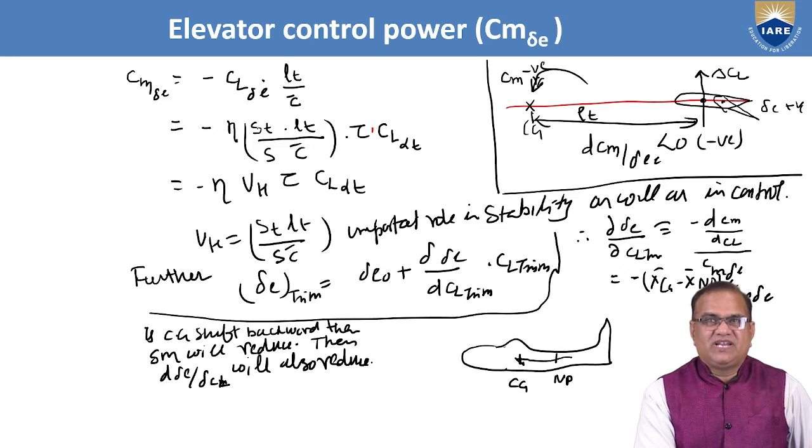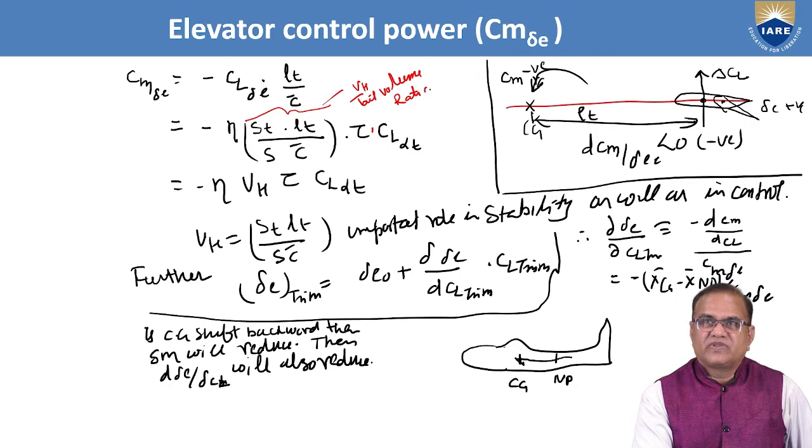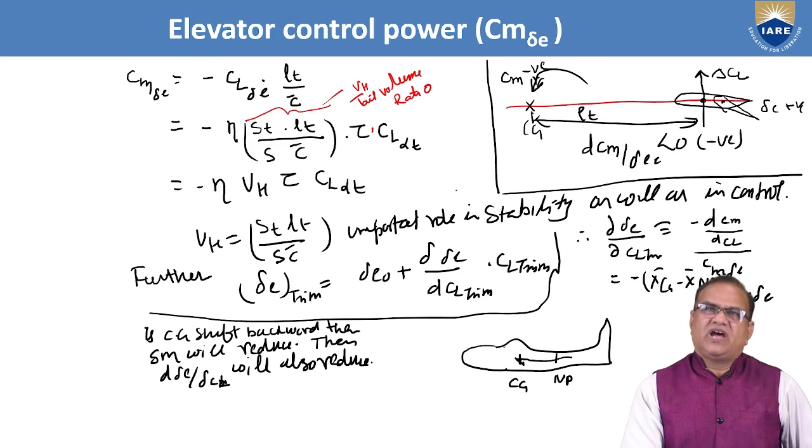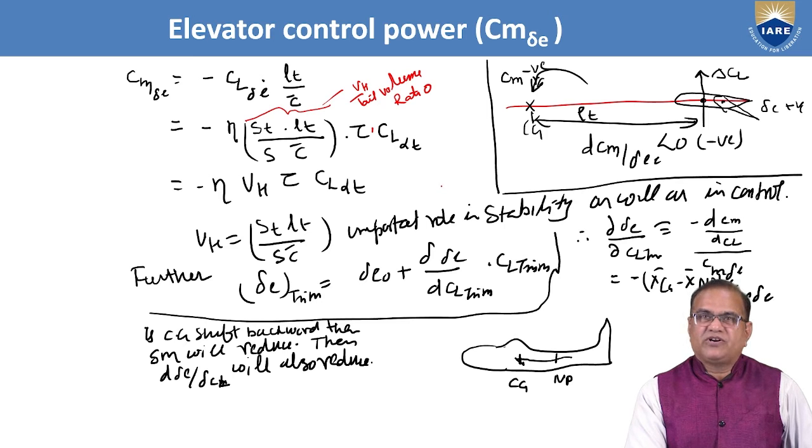And you are very much familiar that this is called the tail volume ratio, VH. This term is called VH, the tail volume ratio. We have discussed this earlier, and here it is also for the control. These parameters are very important. So here we now have minus eta VH tau Cl alpha t. So now Cm delta E we got is minus eta VH tau Cl alpha t.